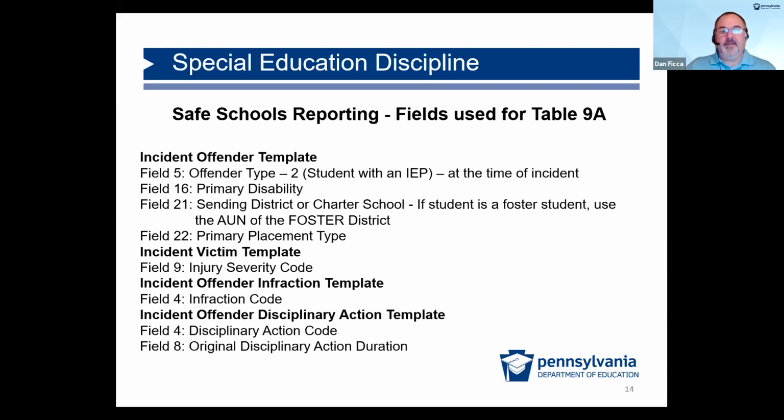Make sure if that student is placed by a non-educational agency that you've put a Y in there. We use the injury severity code. That is used for injuries. Infraction code, obviously, we're pulling 1 through 54 and A and C. And then the action code is one of the S codes, and then the duration. So all that information is pulled so we can create a report that I'll get to for table 9A.